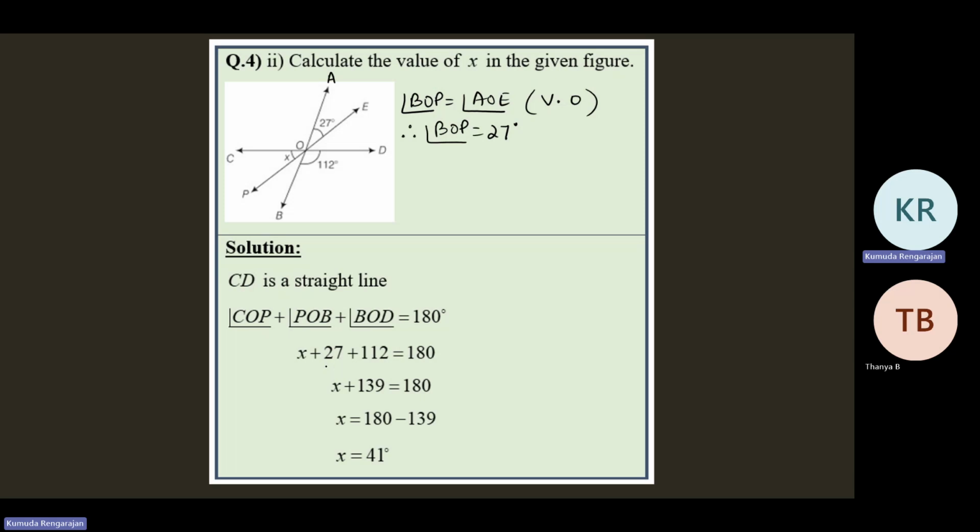Then you have to mention that CD is a straight line. So the sum of the three angles, COP, POB, POD, is equal to 180 degrees. COP is X, POB, this one, 27, BOD, 112, is equal to 180. On solving, we get X is 41.